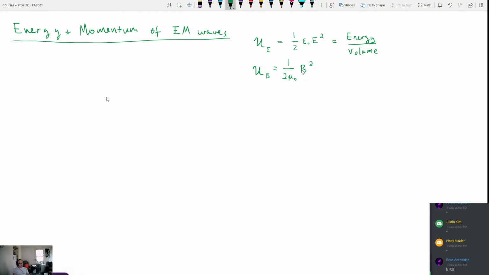And in general, if you have an electric and a magnetic field, then your total energy density you would get by taking the sum of the electric field energy plus the magnetic field energy. And if we do that, what we'll get is something like this: 1/2 epsilon naught E squared plus 1/2 mu naught B squared.